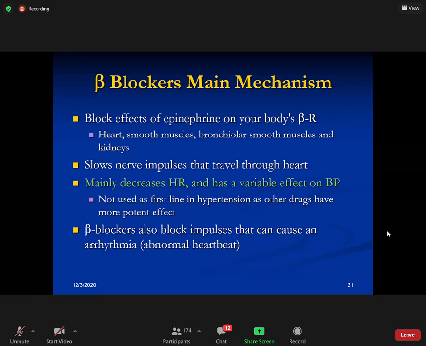But don't go deep into it. Leave it until you go to cardiovascular. Because it's not first line in hypertension, and other drugs have a more potent effect. Beta blockers also block impulses and can cause arrhythmia or abnormal heart rate. So mainly we're talking about how it acts on heart rate.